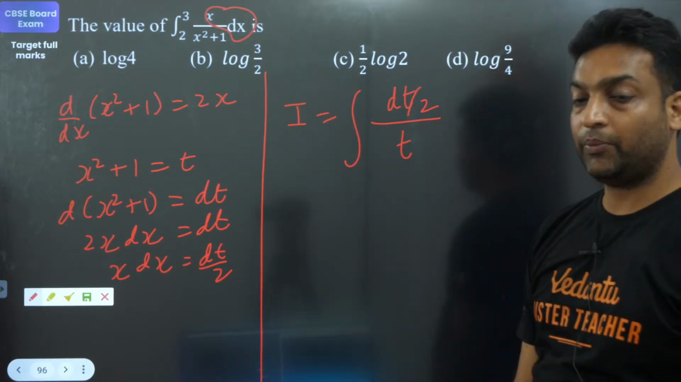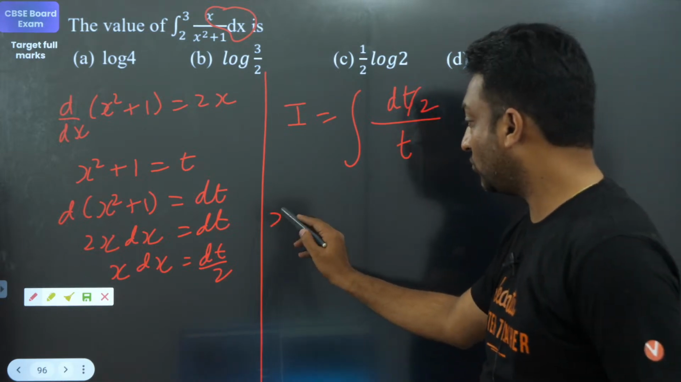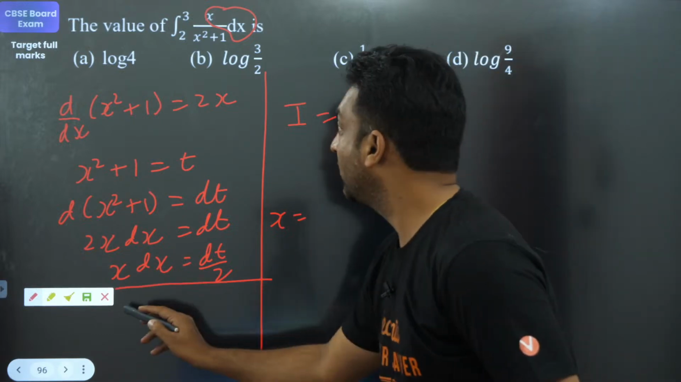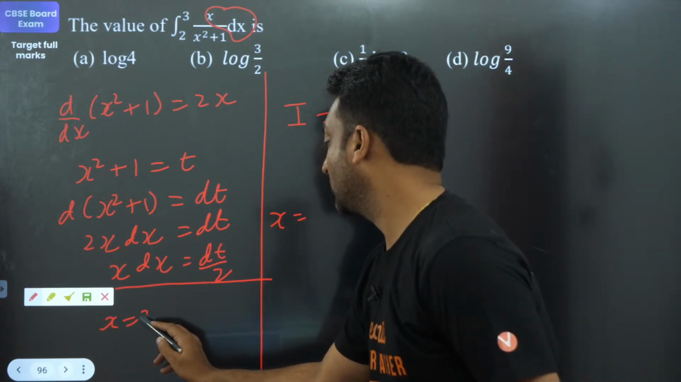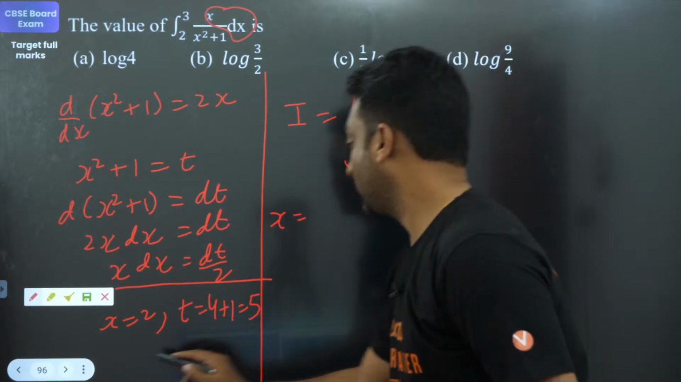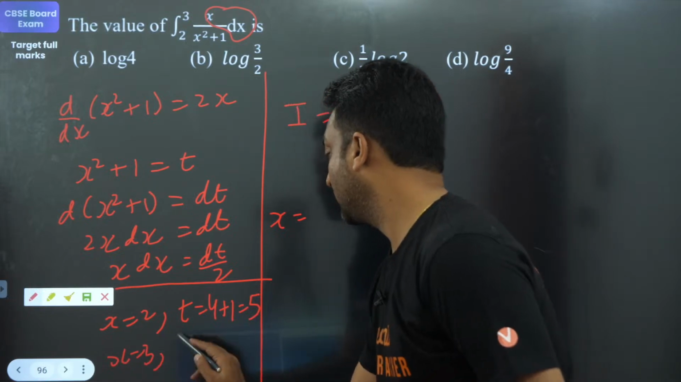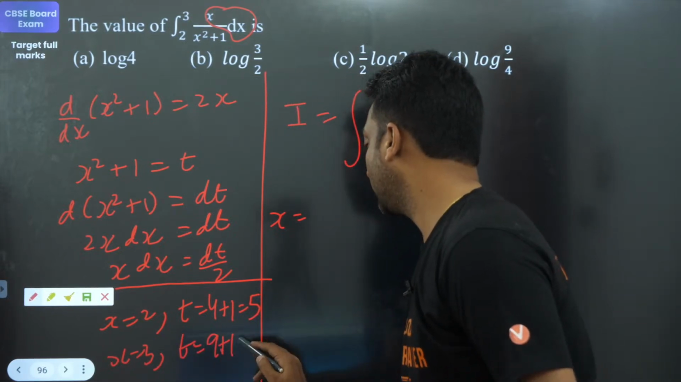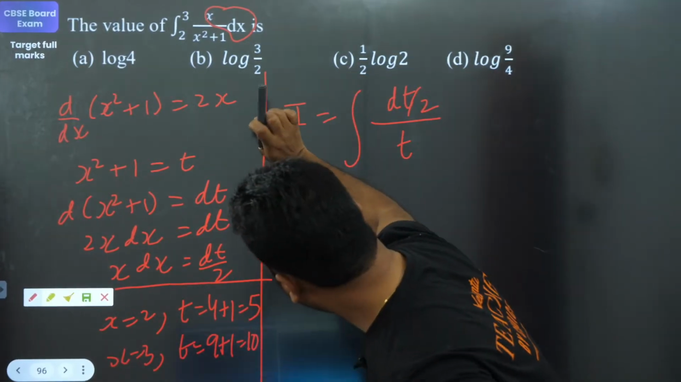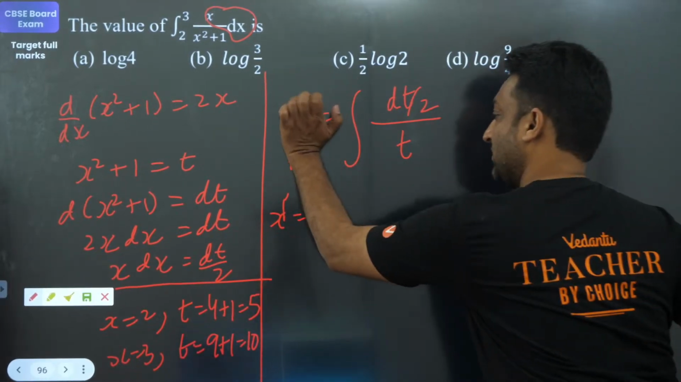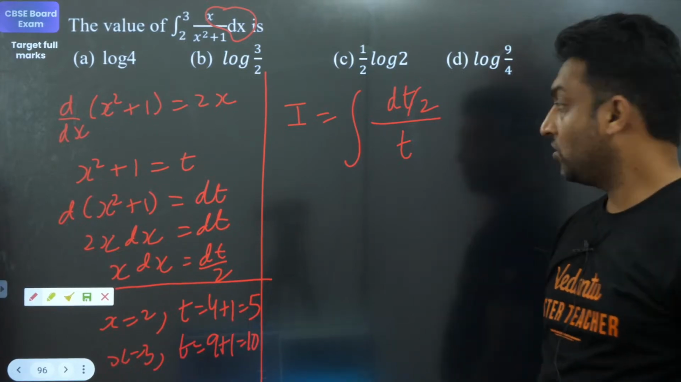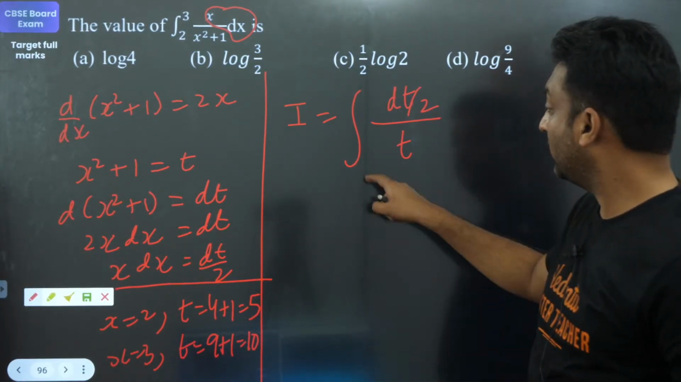Now we have to see the limits. When x is 2, t will be 4 plus 1, 5. When x is 3, t is 9 plus 1, 10. Don't forget to change the limits. Common mistake, students forget to change the limits.